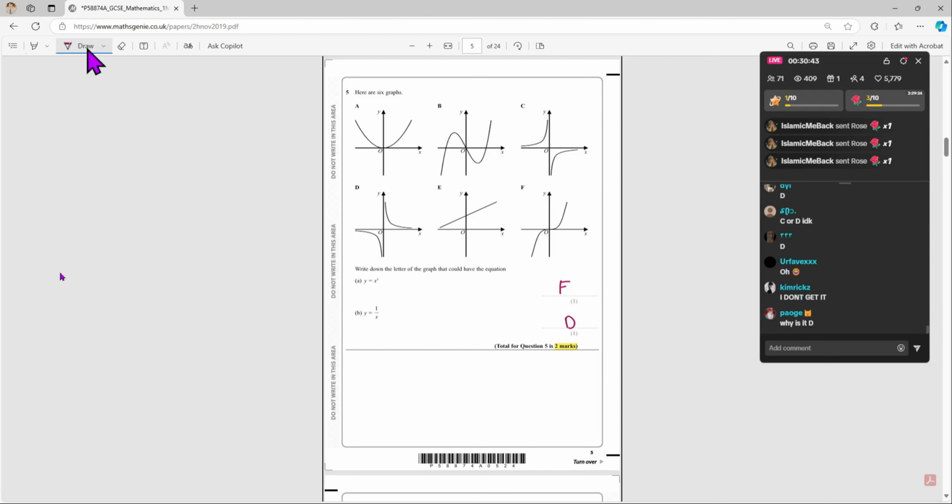Why is it D? Because reciprocal graphs always look like this. Now, it can be C or D, but in this case, if it was a negative reciprocal, then it would have been this one. But since it's a positive reciprocal, then it's going to be this one. You just need to know your shapes. And then it is F for this one because this is what a cubic graph looks like, literally. Okay?